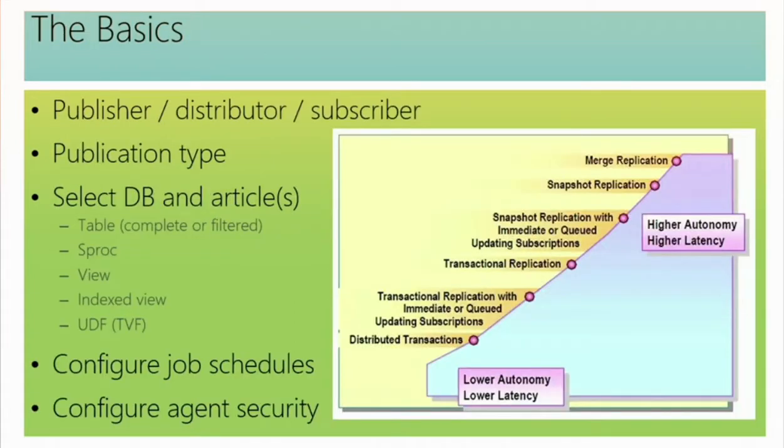So let's start out with the basics. What's replication all about? Replication allows me to identify specific objects within a database, which we call articles. These could be things like tables, even a filtered table where I have a portion of columns, a portion of rows. So we'll refer to that as a portion of an object or a whole object. And I have a collection of articles that are then contained within a publication, kind of like a magazine and the articles in a magazine.